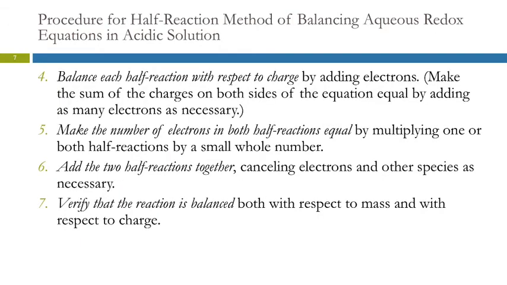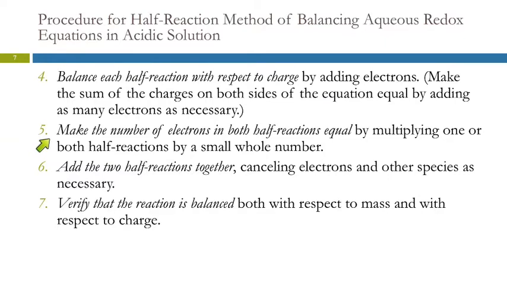Then you balance with respect to charge. So you look at the charges, and you're going to add electrons. The sum of the charges on each side of the arrow has to be equal. Sometimes it's 0 on both sides, sometimes it's not, but it needs to be the same. We're looking at redox reactions, so one of them should have electrons on the reactant side, and one should have them on the product side, because one's in oxidation, one's reduction.